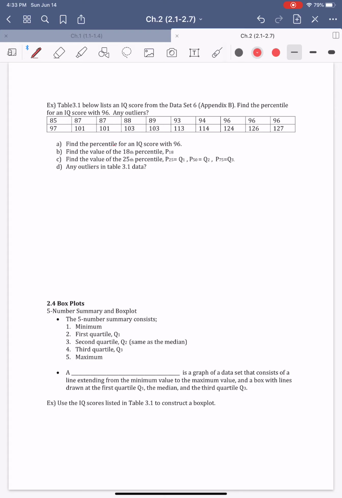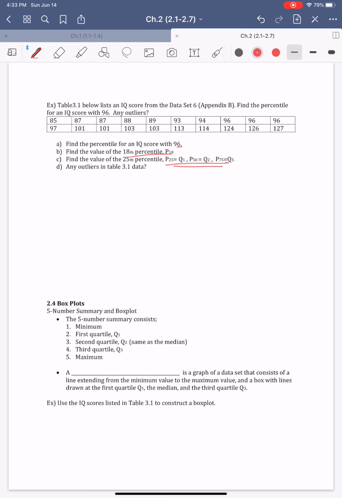Table 3.1 below lists IQ scores from data set 6, Appendix B. Find the percentile of an IQ score of 96. Any outliers? Part A: find the percentile of the IQ score 96. Part B, just more practice, finding the 18th percentile, P18. Also, they're asking you to calculate P25, or all the quartiles. And lastly, check if there are any outliers.